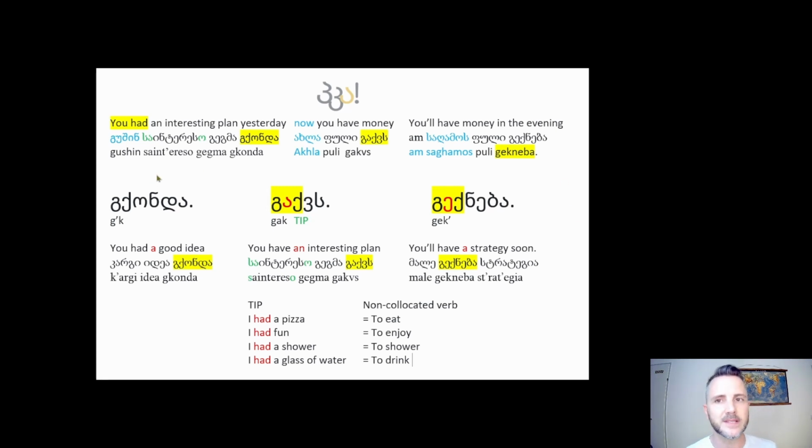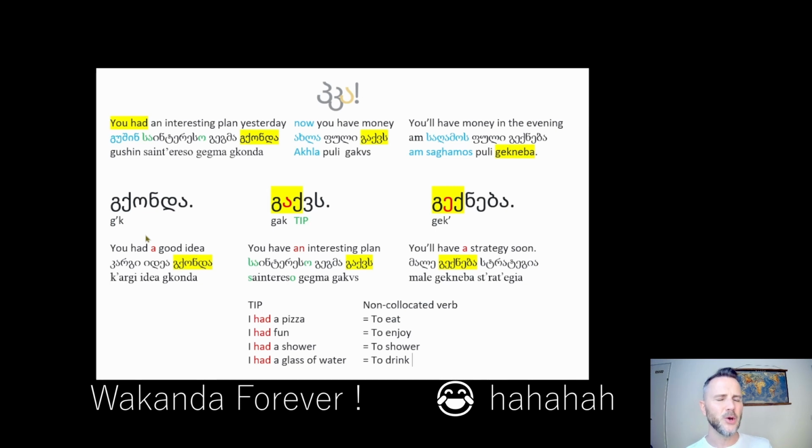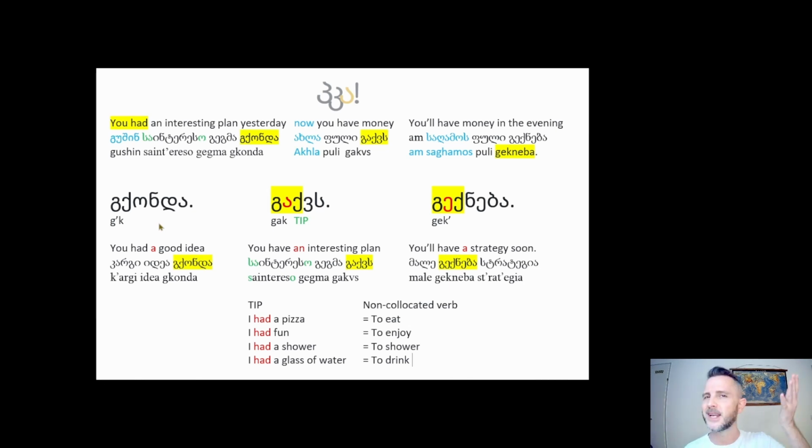Here are some interesting examples. Yesterday you had an interesting plan. Gushin sa intereso gegma gkonda. If you're thinking Wakonda, you're right. This is the first thing I thought of when I first learned gkonda, and I don't know why. Because makonda, I thought meant had. Gkonda, I just thought of Wakonda. But anyway, if that helps you learn it, that's the way it was for me.